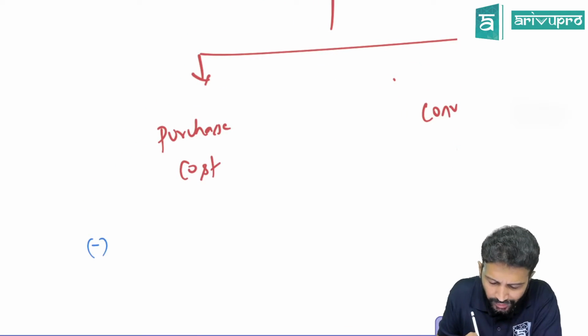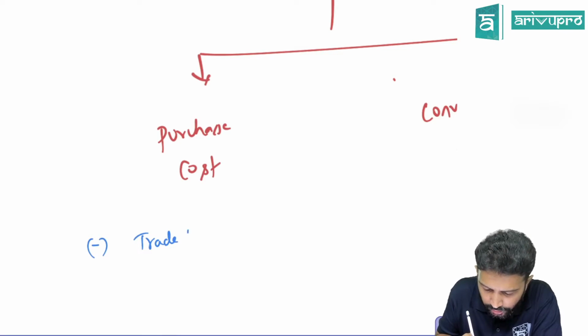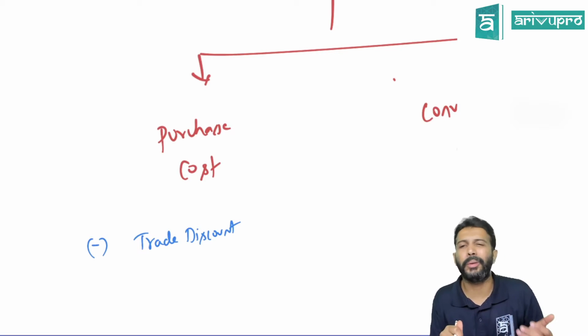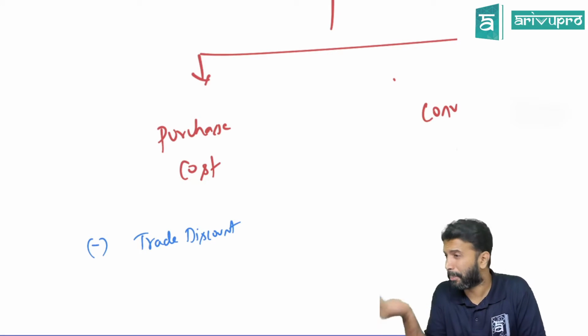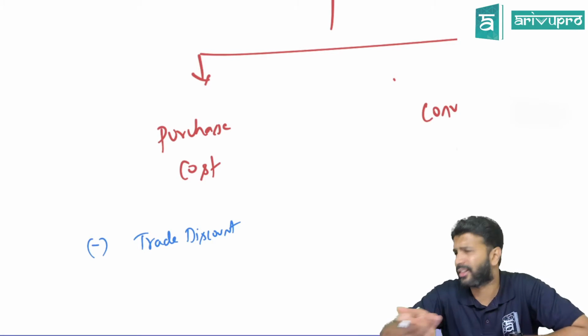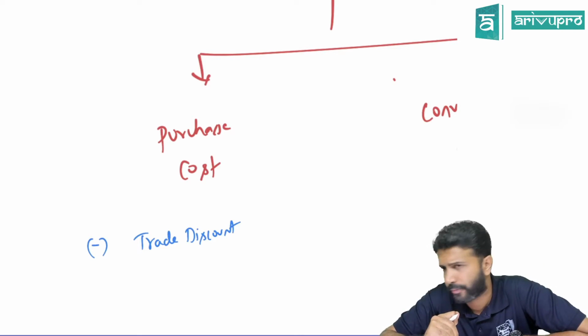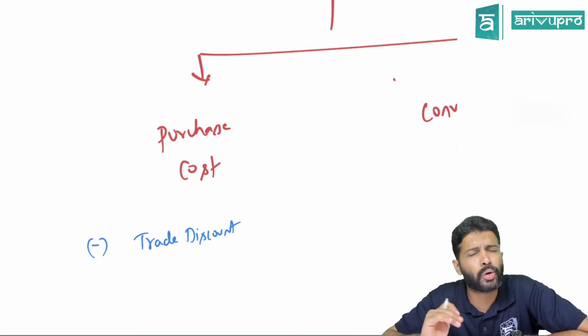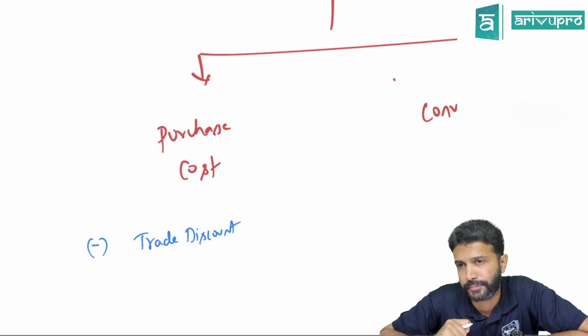Sir, if you have any trade discounts, what do you have to do? Reduce. You have already learned it. Trade discount means if you buy the goods in bulk, you will ask for some discount. Like if you're buying one shirt and the shirt seller says 1,000 rupees. To buy one shirt, how much is the vendor asking? 1,000 rupees. You told him I'll buy 100 shirts.